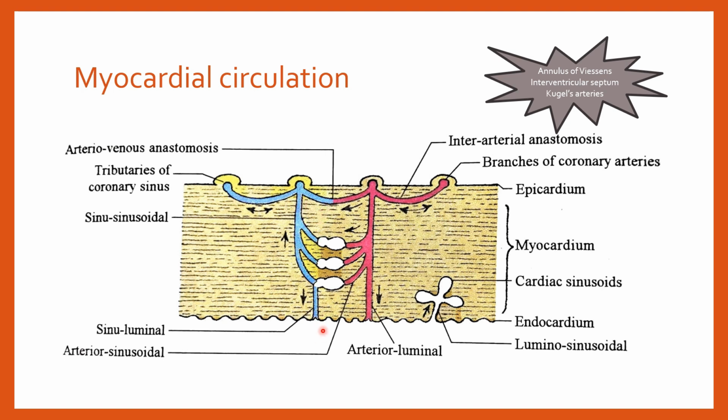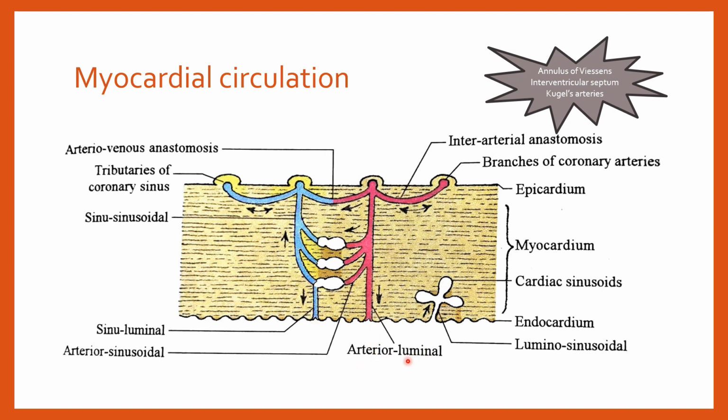Then there is arteriosinusoidal anastomosis. So here the branches of the coronary arteries break up into a number of myocardial sinusoids. Then there is sinovenous. So from the myocardial sinusoids, most of the veins drain into the coronary sinus. And in sinoluminal, the sinusoids drain directly into the lumen of the heart through the venae cordis.